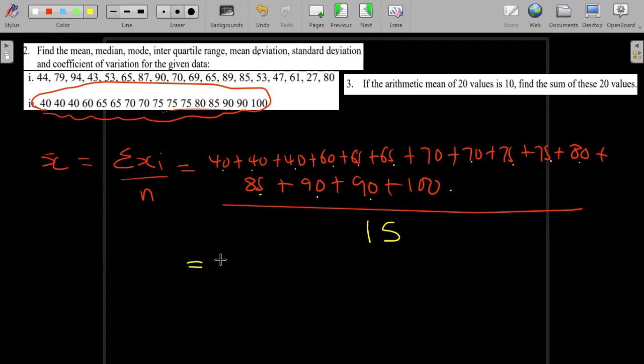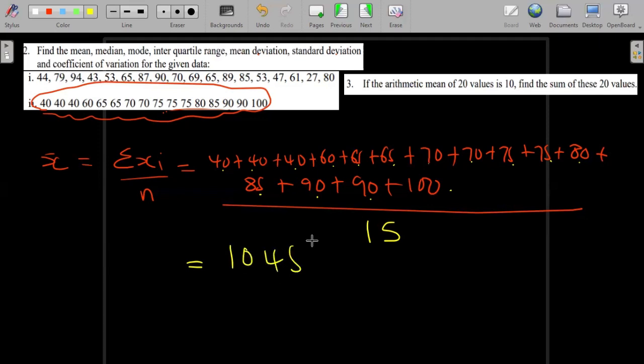So this is going to give me what? You just get your calculator and punch in all these values. 40 plus 40 plus 40 plus 60 plus 65 plus 65 plus 70 plus 70 plus 75 plus another 75 plus 80 plus 85 plus 90 plus 90 plus 100. When I get the sum there, I'm getting 1045. So counter check with your own calculators as well.